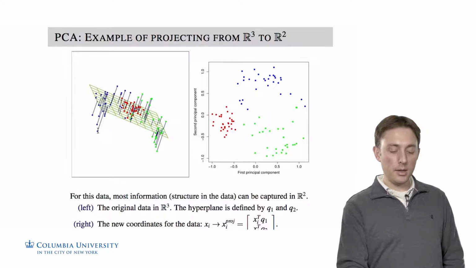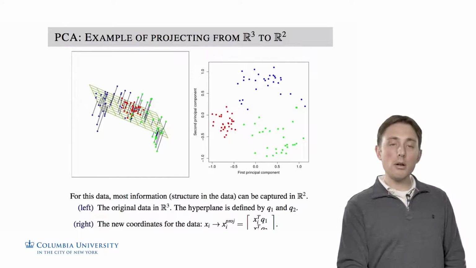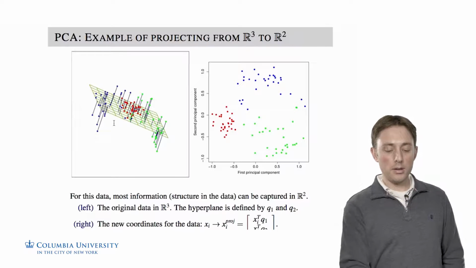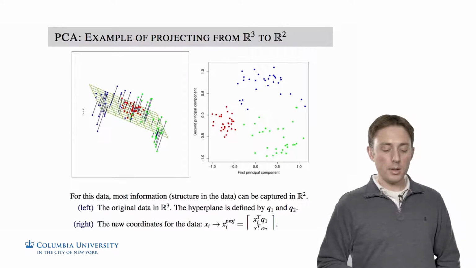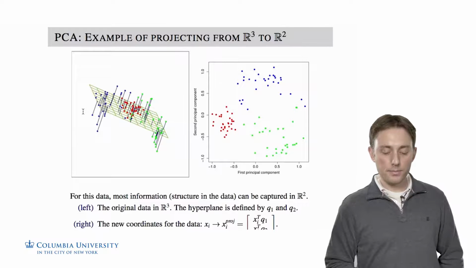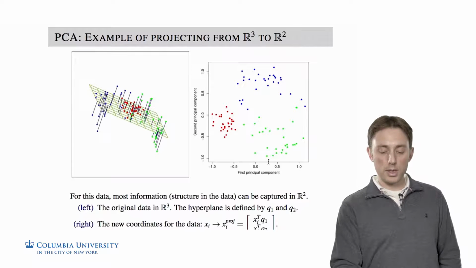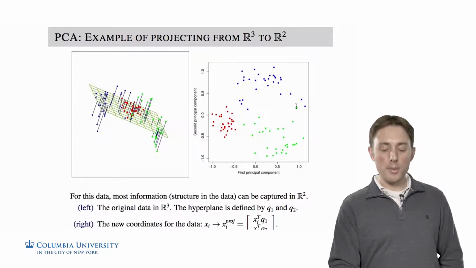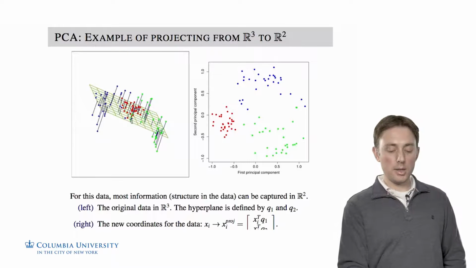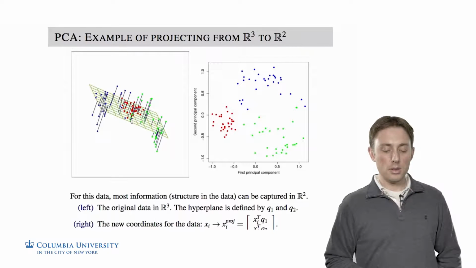So we take a plane, we drop a line to the plane perpendicular to it, that's our error, and we sum that squared error. That's the thing that we're trying to minimize. And so we get something like this. If we took this 3-dimensional data and represented it in 2 dimensions, we would get something like this. And so we capture as much of the information as possible within these 2 dimensions.